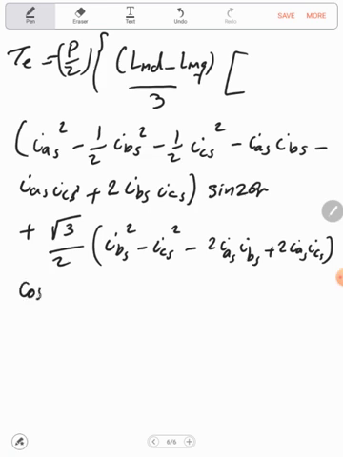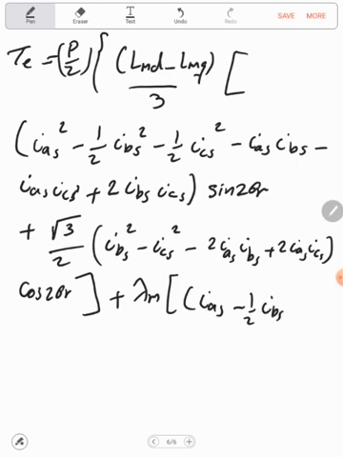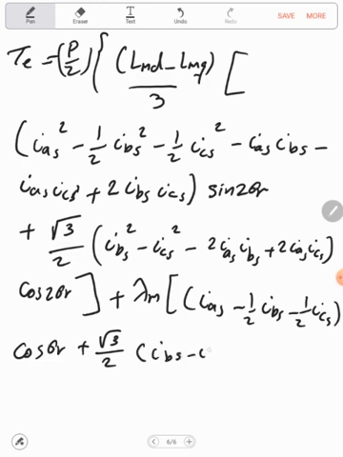cosine 2θr, plus λm multiplied by (IAS minus 1/2 IBS minus 1/2 ICS), all multiplied by cosine θr, plus square root of 3 over 2 (IBS minus ICS) sine θr.